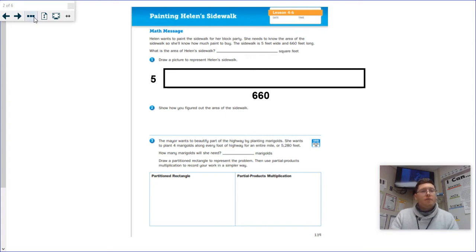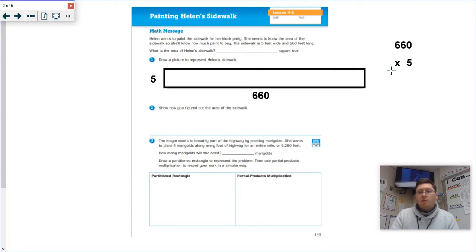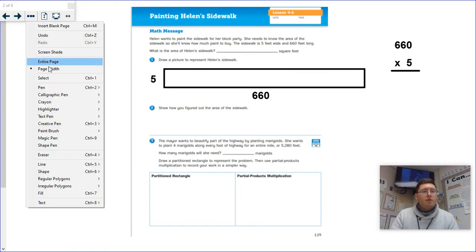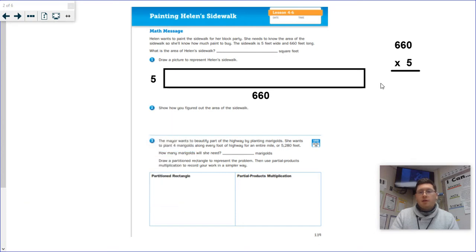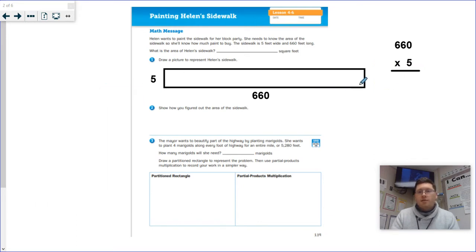So I could do the math. If I do the math, 660 times 5, do my line underneath, text tool, put right here. 5 times 0 is 0. 5 times 6, that's 30. So I put a 0 down here. Actually, you know what? We're going to use the pen tool. Let's use that pen tool. That's going to make it so much easier.